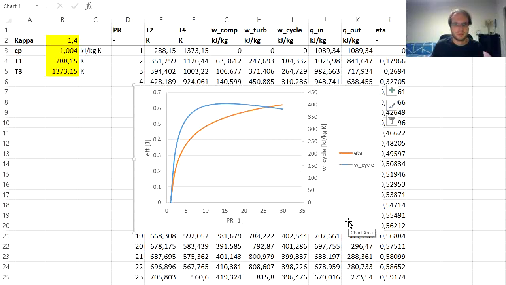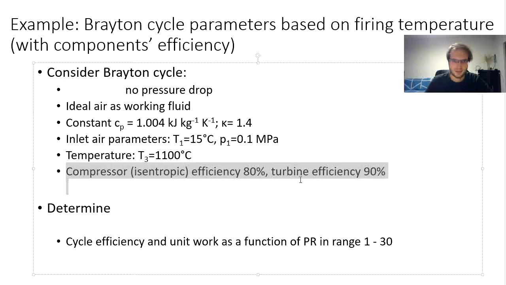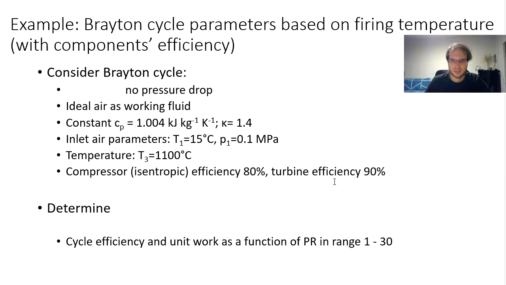Okay, so this was the first example in our tutorial. Now we will calculate a very similar example, but with efficiency of components, turbine and compressor. So the problem statement stays nearly the same, just we have one last point over here. The compressor isentropic efficiency is 80% and the turbine isentropic efficiency is 90%.